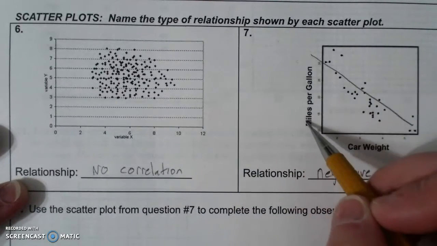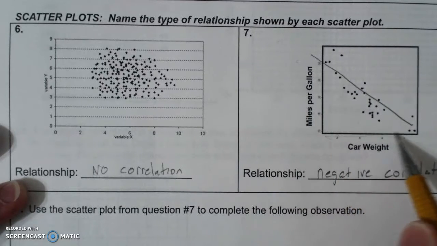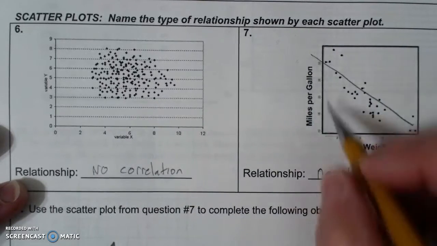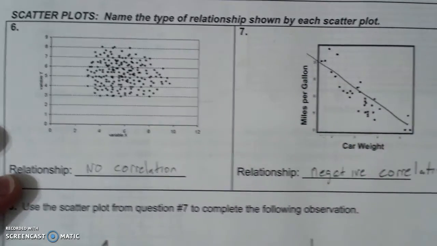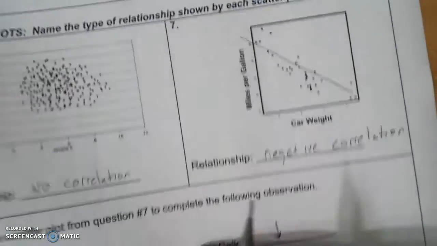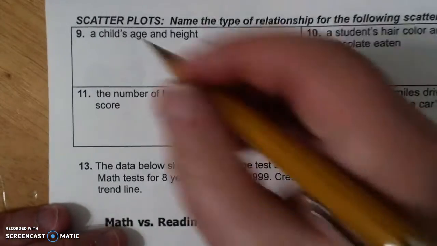As car weight increases, miles per gallon decrease. You have already seen this problem on one of your worksheets. And then the next one is a child's age and height.